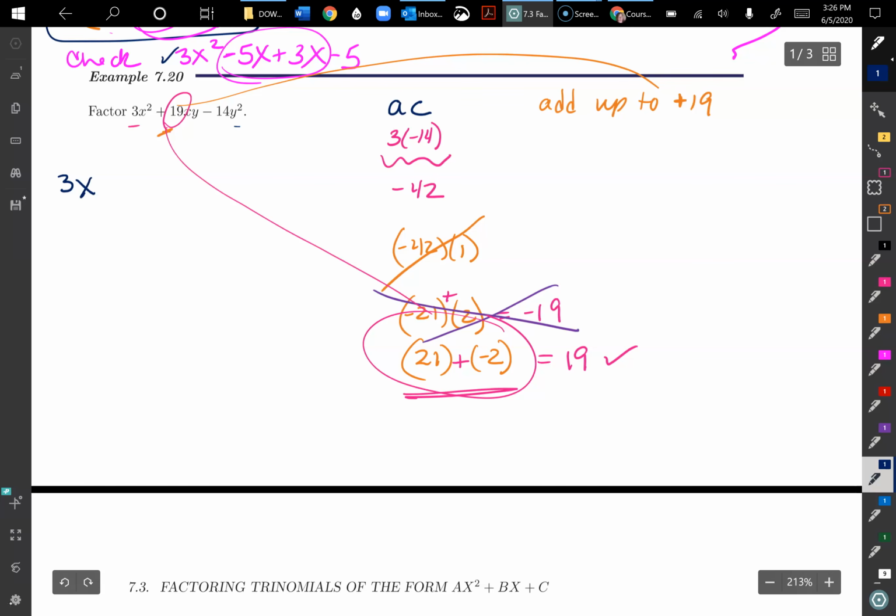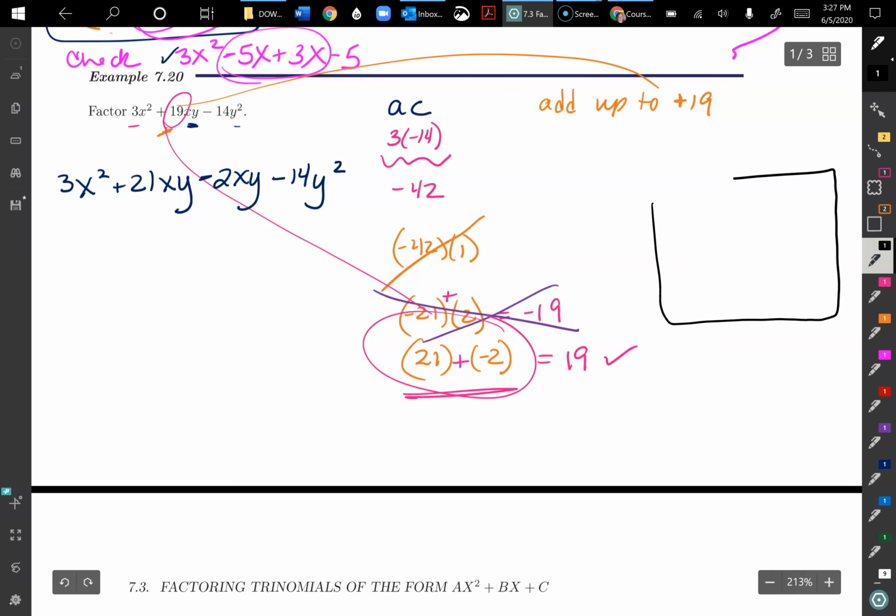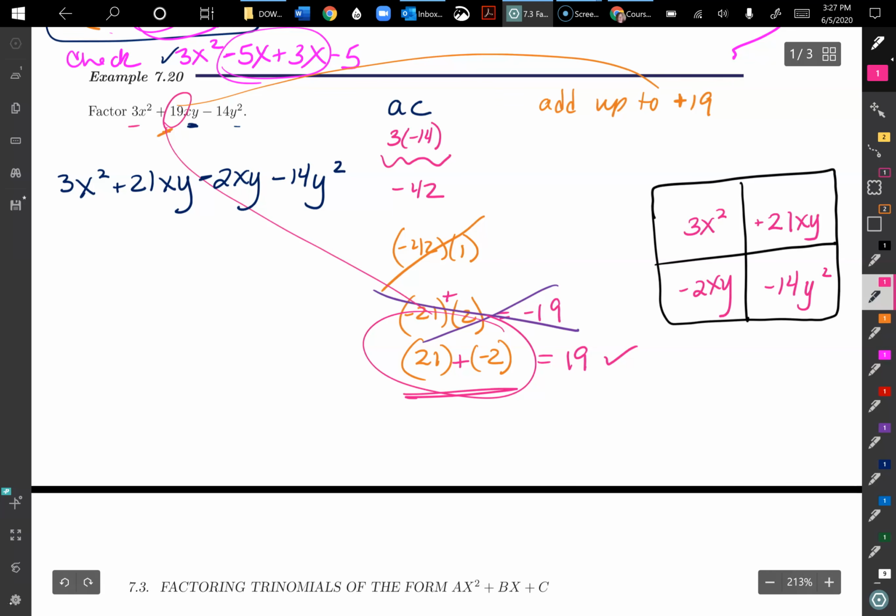So now I'm going to rewrite this as 3x squared plus 21xy. Don't forget I have to write exactly what's there too for the variables. 21xy minus 2xy and then minus 14y squared. Okay, then I'm going to do factor by grouping, and I told you I would put it in the box. So I'm actually going to do that over to the side here. All right, and let's see how we can throw these in here. I can do 3x squared and 21xy, that's plus. Then I have a minus 2xy and a minus 14y squared. Now we might have to play with our positioning and our ordering, but we'll do that as we go.